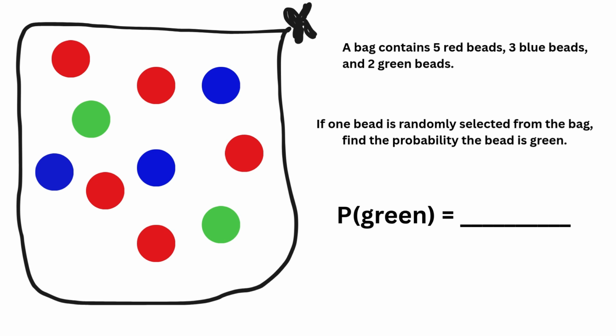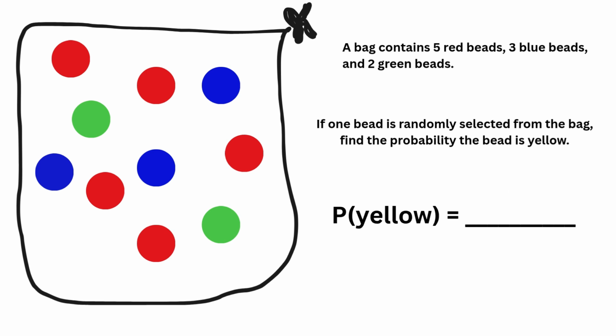Same scenario, but this time, let's find the probability the bead is green. So the probability of drawing a green bead, we have 2 green beads in the bag out of 10 total beads in the bag. And again, if we can reduce, we should. So that probability is 1/5.